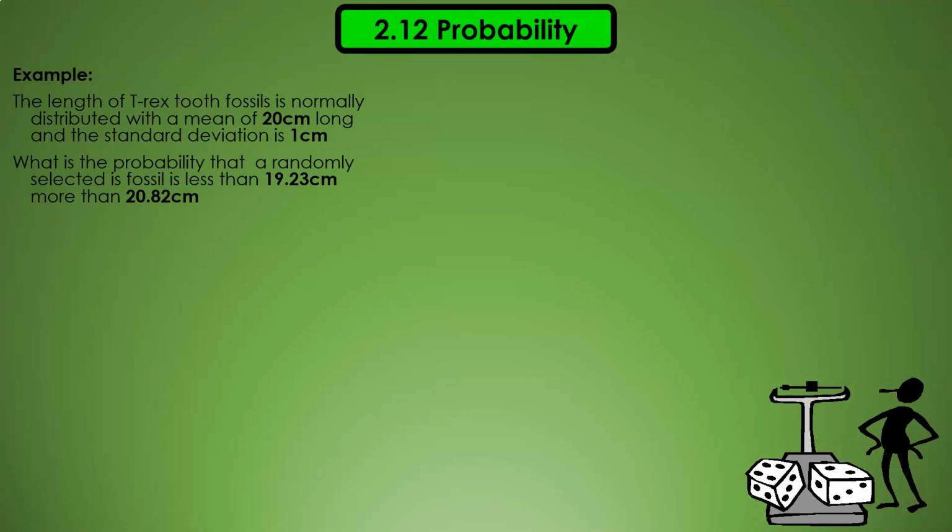Here's another example which you can have a go at yourself. The length of a T-Rex tooth fossil is normally distributed with a mean of 20 centimeters and a standard deviation of 1 centimeter. What is the probability that a randomly selected fossil is less than 19.23 centimeters and more than 20.82 centimeters? Have a go at that. Pause the video and then come back and see how you got on.